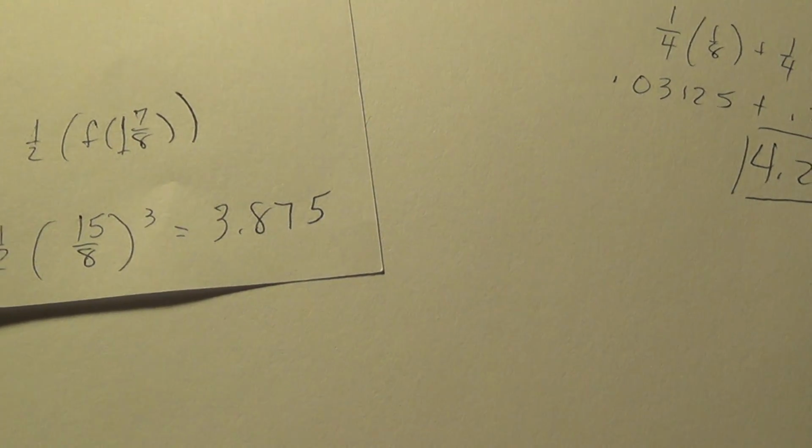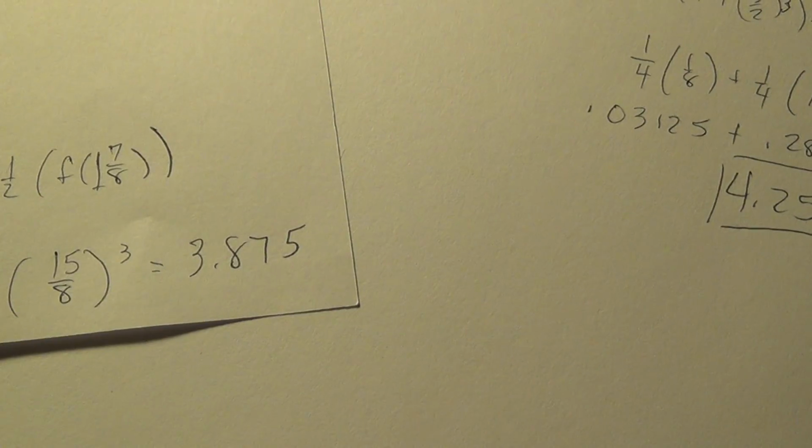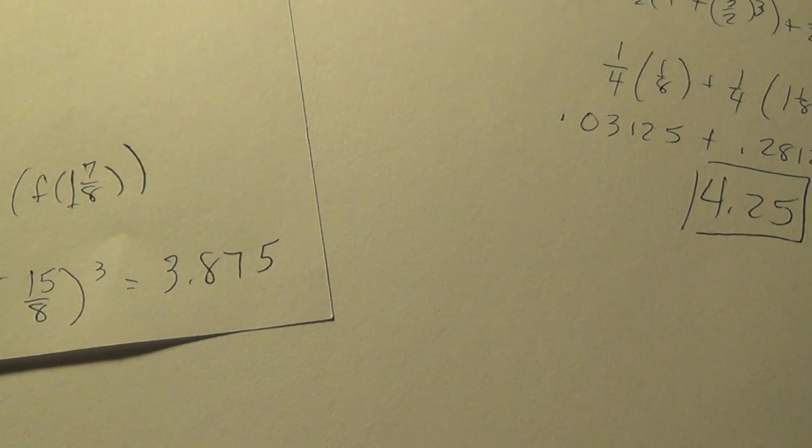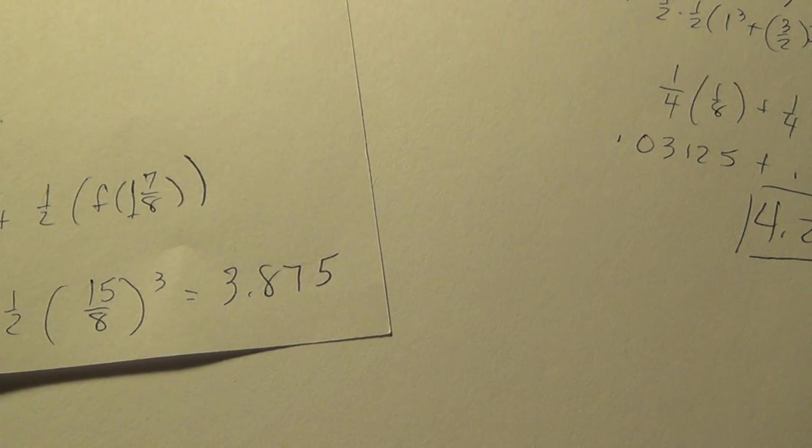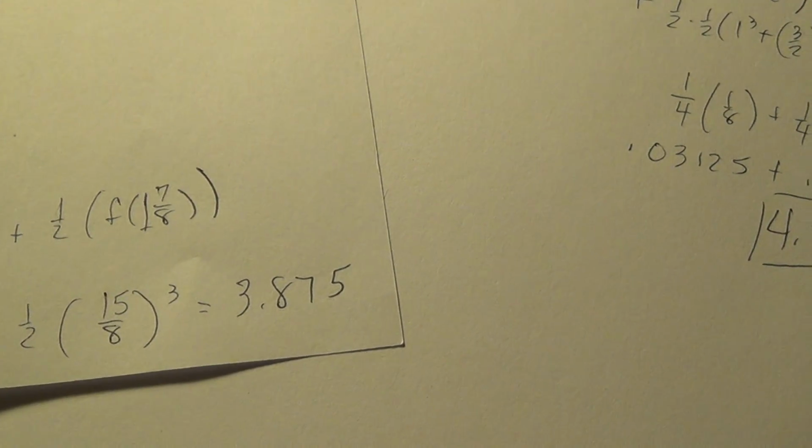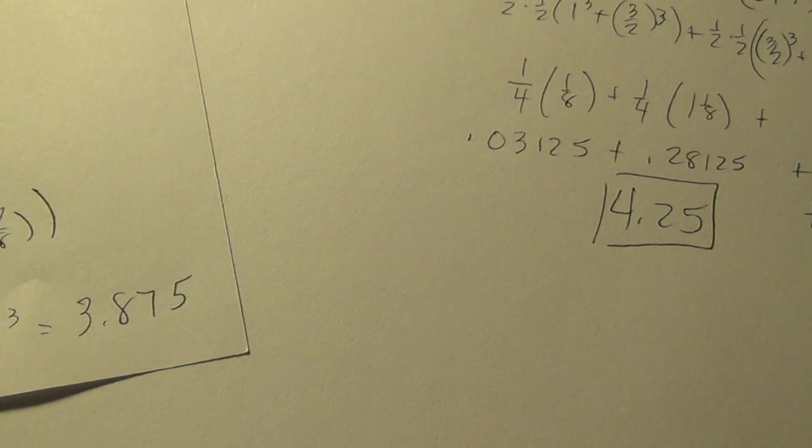And the midpoint boxes gave us 3.87, almost 3.9. So not too shabby. If the true answer is 4, you can see that we're doing a pretty good job.